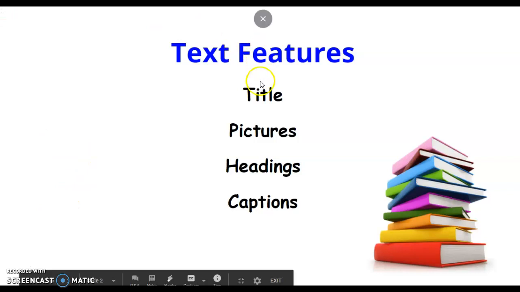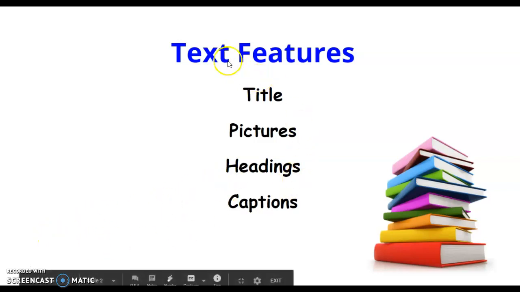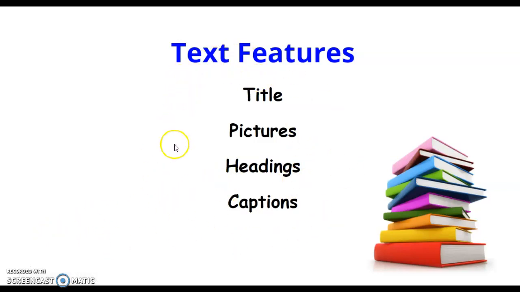The text features we're going to talk about are title, pictures, headings, and captions. Title. The title lets you know what the article is about. Pictures show you information about the article. Headings let you know what the section of the article will be about, and captions will tell you what's happening in pictures. These features will help with comprehension.